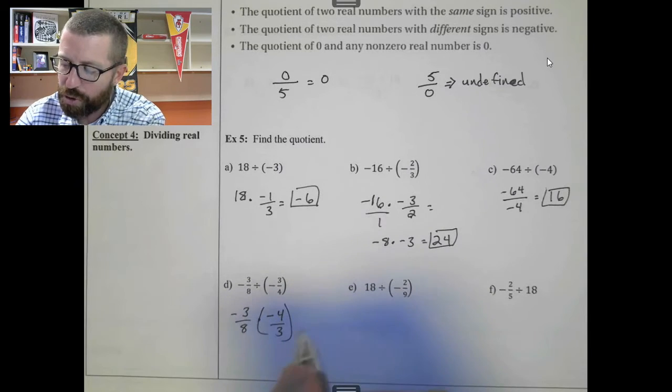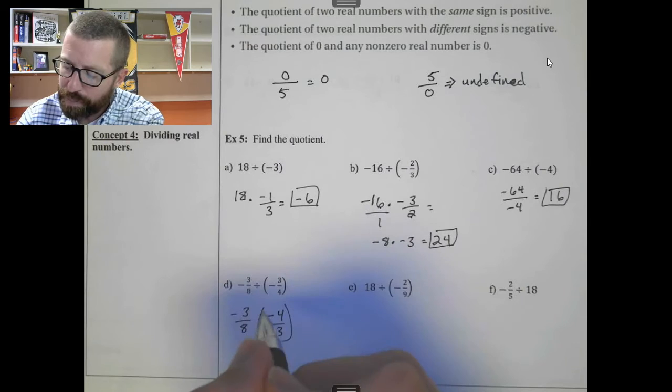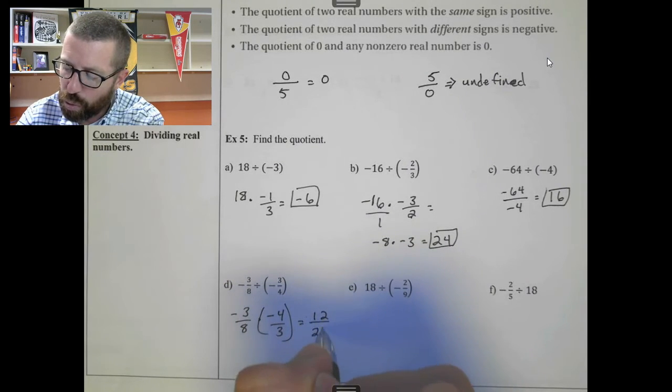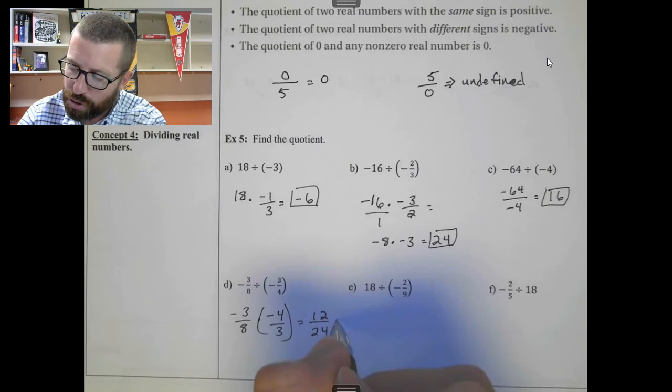And then here, let's do some division first. So we could multiply across. Actually, let's just do that. It's not too bad here. So this is 12 over 24. And then this reduces. 12 goes into 24 twice. So this is 1/2.